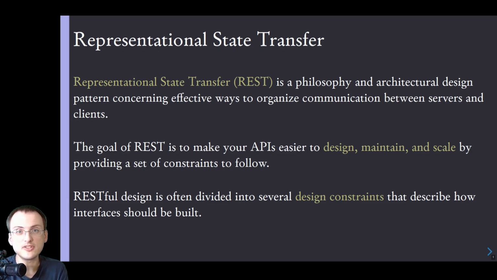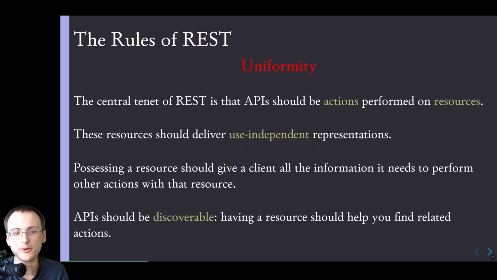So our first design principle of REST is the rule of uniformity. The idea behind the rule of uniformity is that every endpoint in REST should be describing some action that happens to some resource. In the language of HTTP, this is sort of like how every endpoint has a verb and it has a path. And in REST, our paths are going to refer to nouns, things that exist.